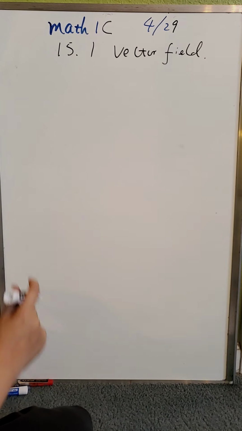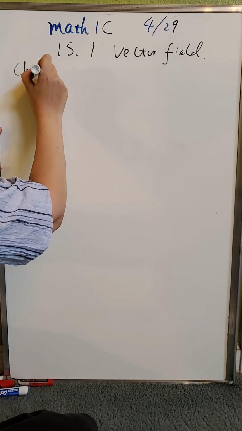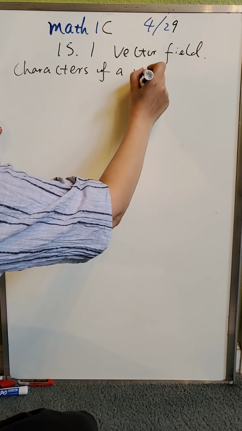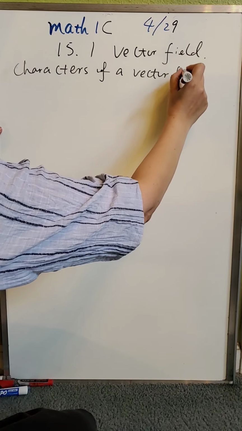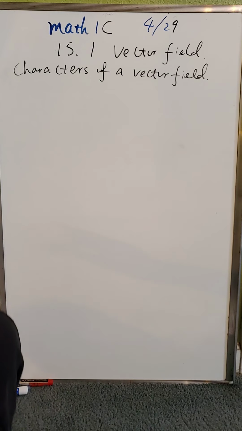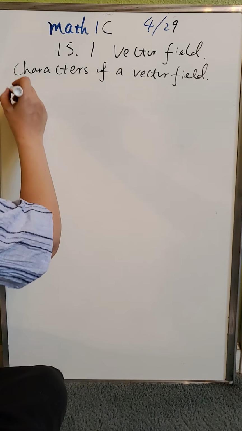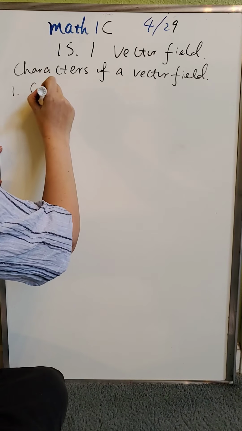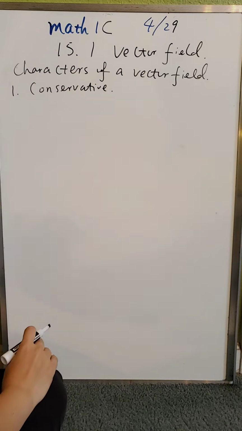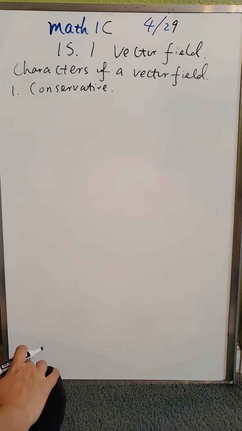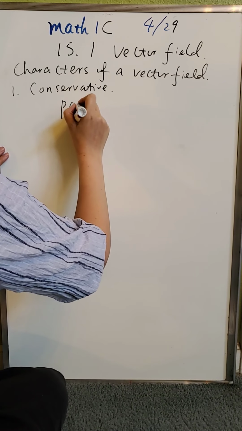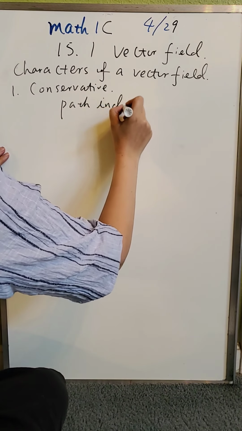Then the last thing is the characters of vector field. There are a few very important characters a vector field carries. The first one is called conservative. What does conservative mean? Conservative means path independent. Okay, this also means path independent.